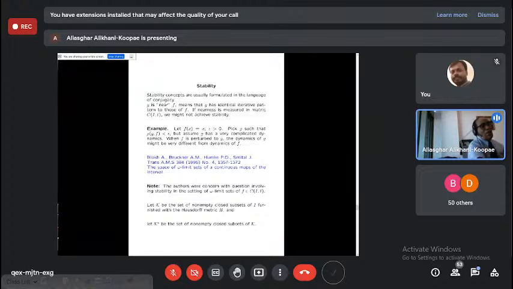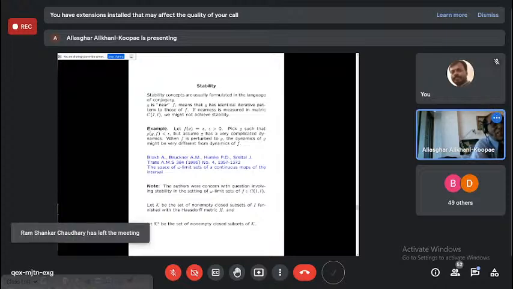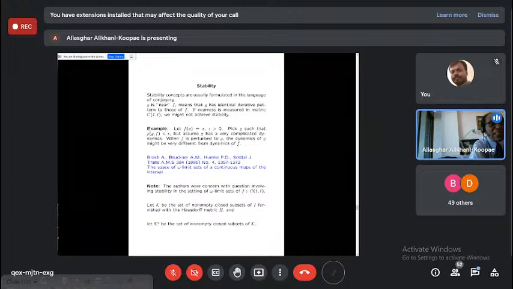And here, I want to talk a little bit about stability. The stability concept is usually formulated in the language of conjugacy. G is near F means that G has an iterative pattern identical to that of F. If nearness is measured in the metric of C(I), we cannot get much. The reason is that, for example, if we pick f(x) equal to x, that function has very simple dynamics, but we can pick a function g with the distance between g and f less than epsilon.